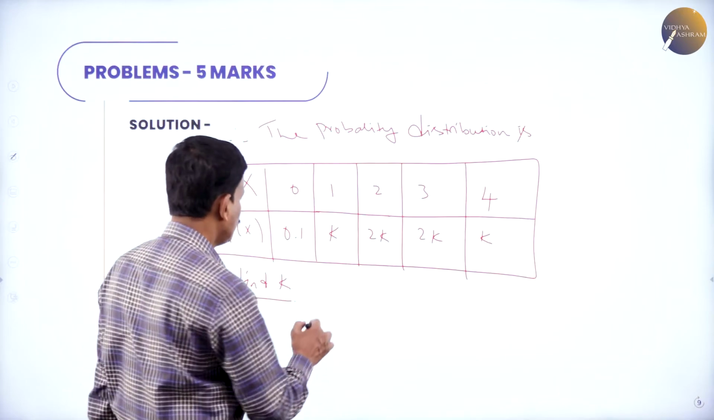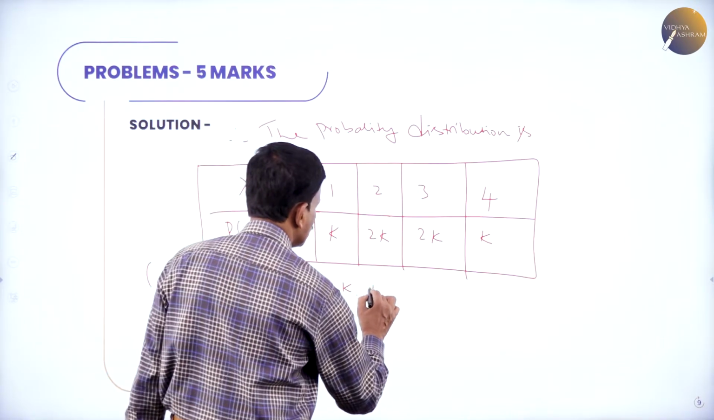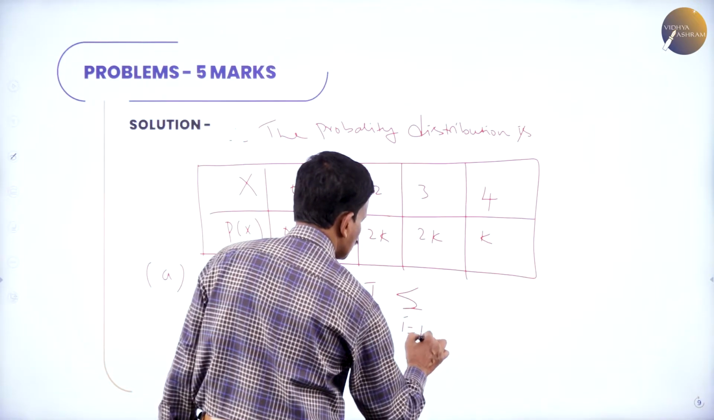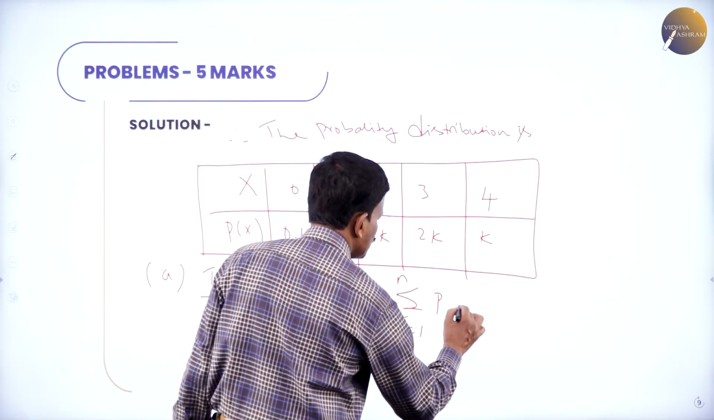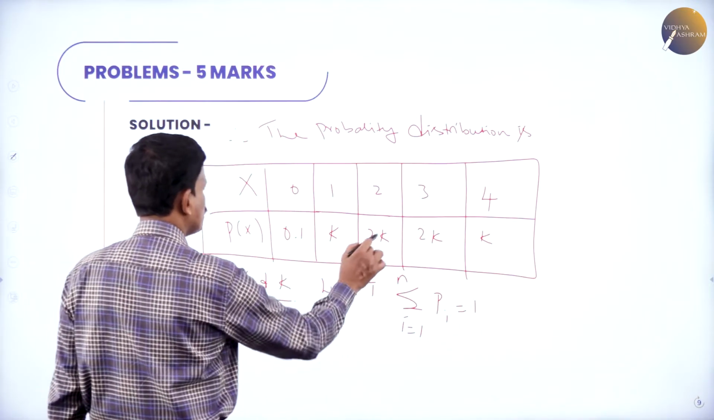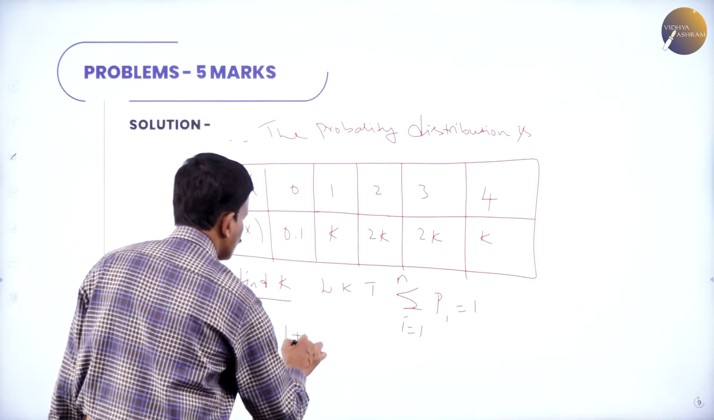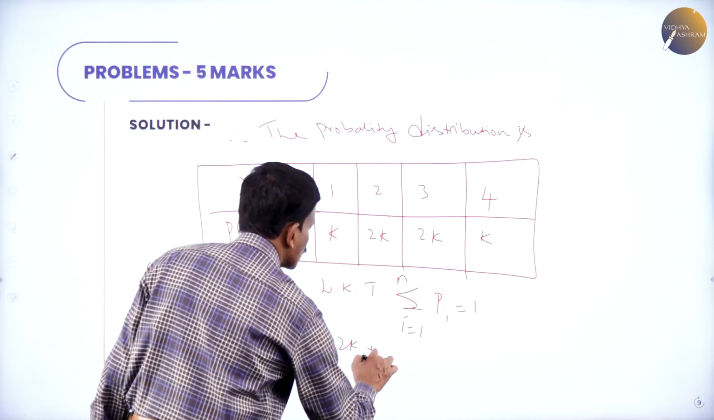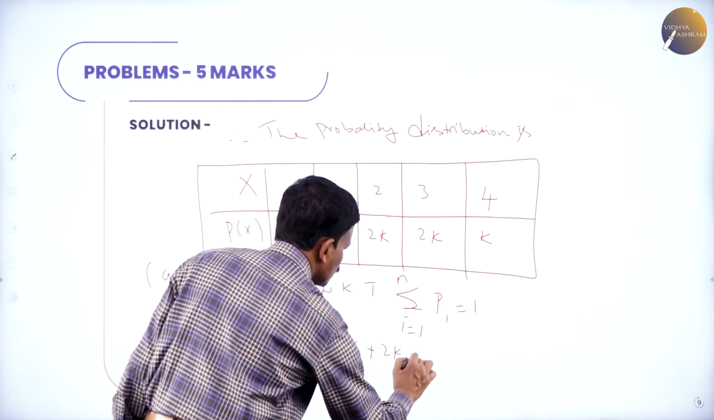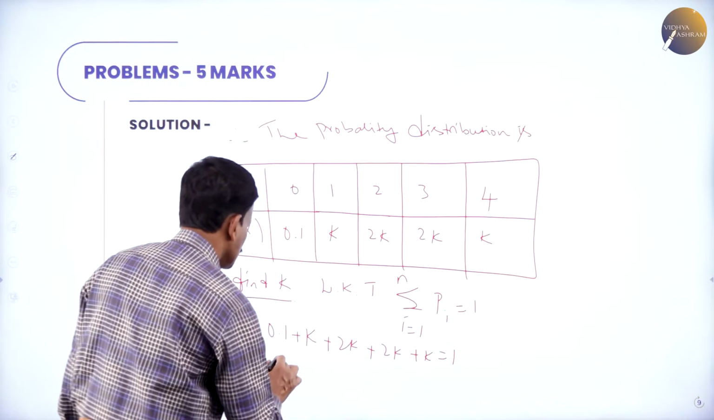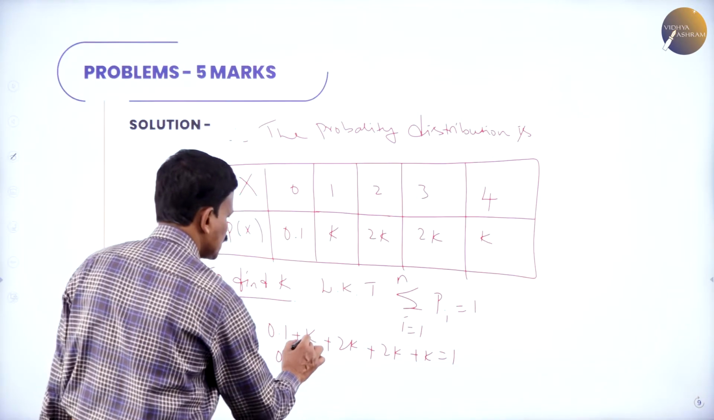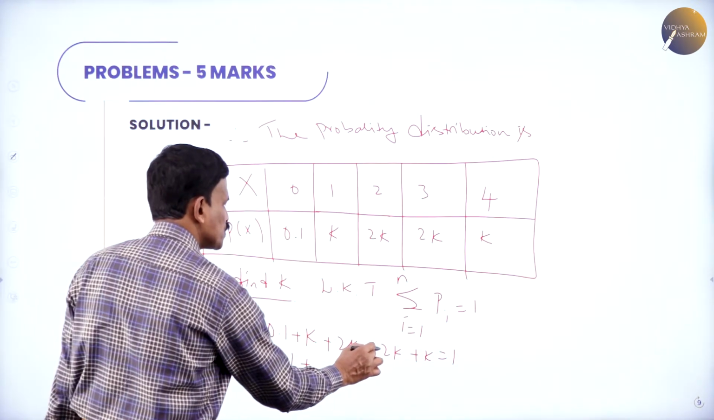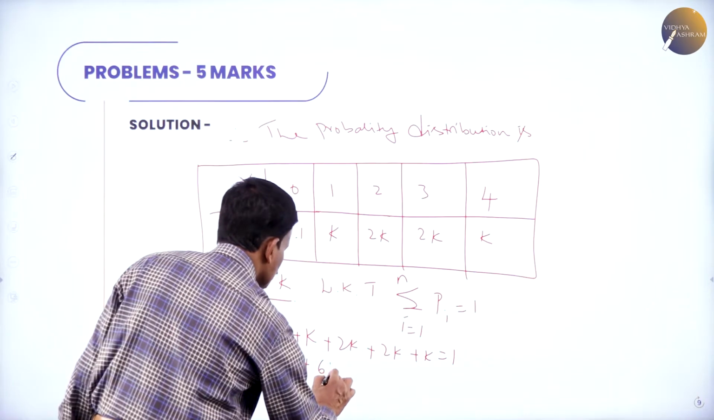Now, to find k, we know this formula. We know that the sum of p(i) for i equal to 1 to n is equal to 1. So, substitute this. That is 0.1 plus k plus 2k plus 2k plus k is equal to 1. So, that is 0.1 plus k plus 2k, 3k, 3 plus 2 is 5 plus 1 is 6k, which is equal to 1.